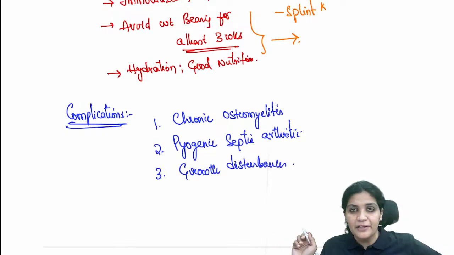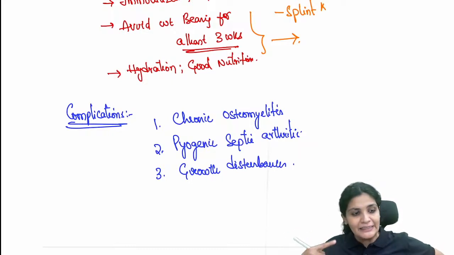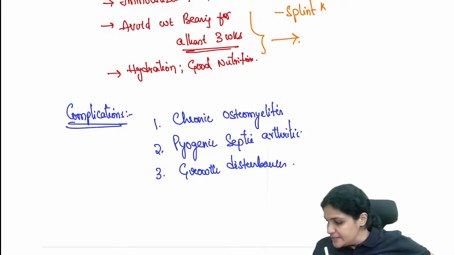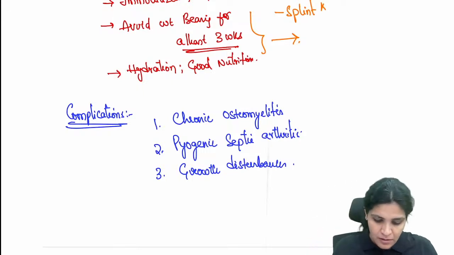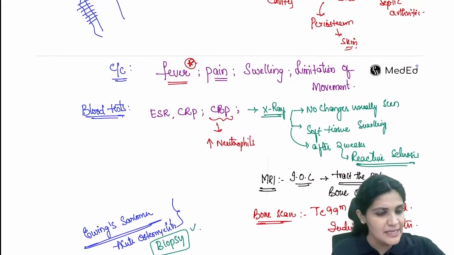These are the two important things which you have to remember. One is chronic osteomyelitis and pyogenic septic arthritis. That means it enters into the joint, right? And then it might result in growth disturbances sometimes. So this is about your acute osteomyelitis. Is that clear?